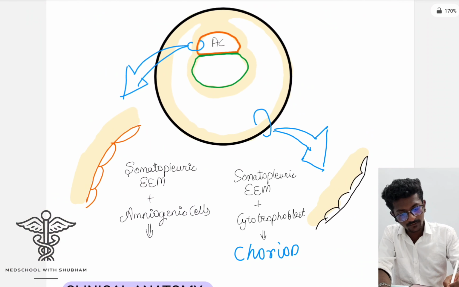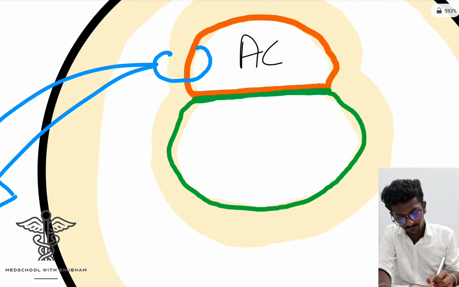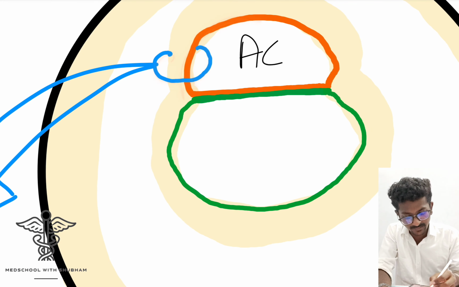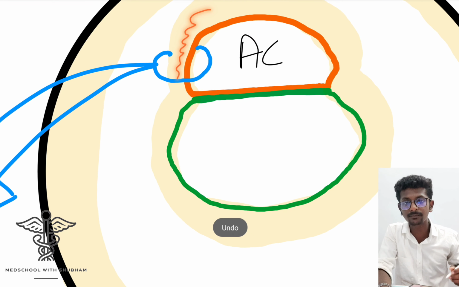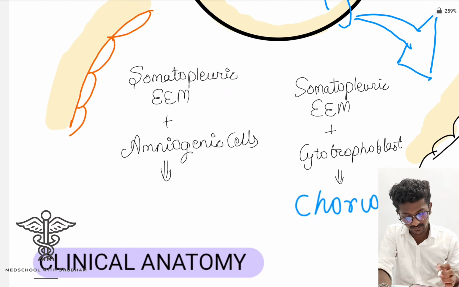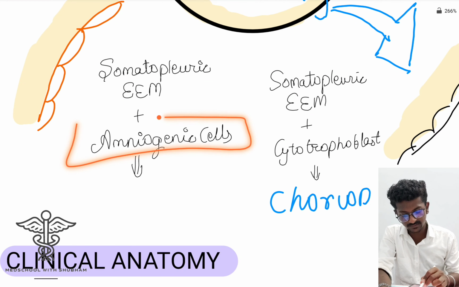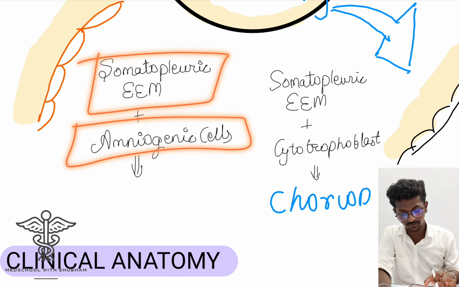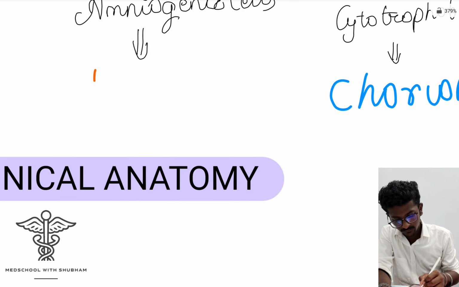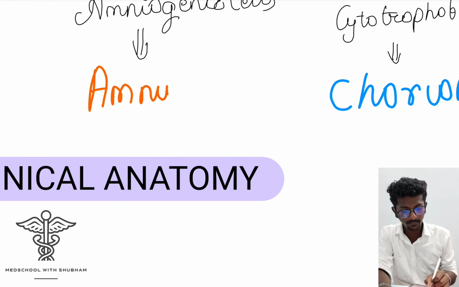Now let me emphasize this structure. The amniogenic cells and the somatopleuric extraembryonic mesoderm, both of them together we call the amnion.